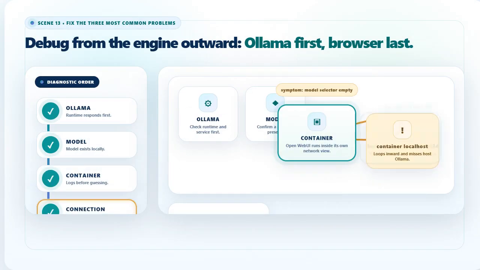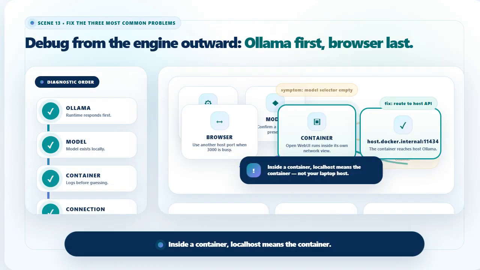This sets up the next important point: fix the 3 most common problems. If Ollama is not recognized, restart the terminal after installation and confirm the application is running. If Open WebUI opens but shows no models, verify http://localhost:11434 first. From a container, localhost points to the container itself. The host address is normally http://host.docker.internal:11434. Recreate the container with the host mapping from our command if that name is unavailable.